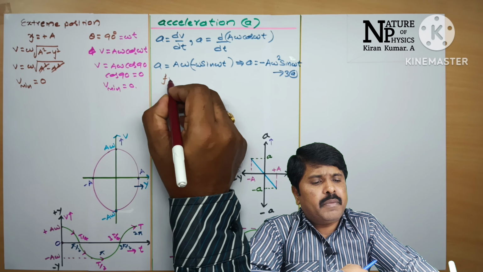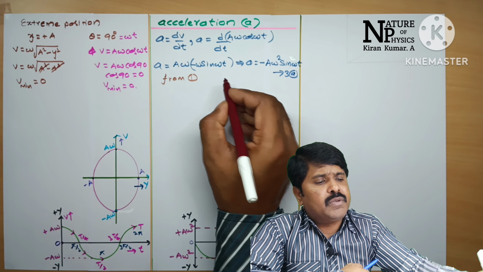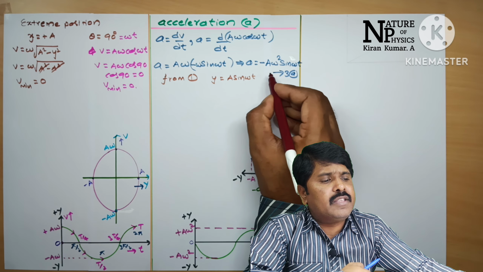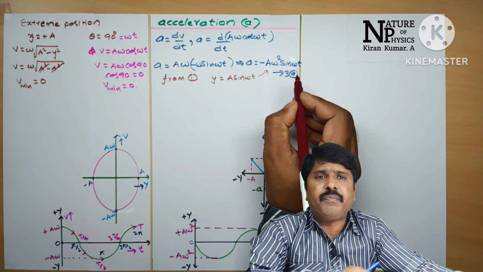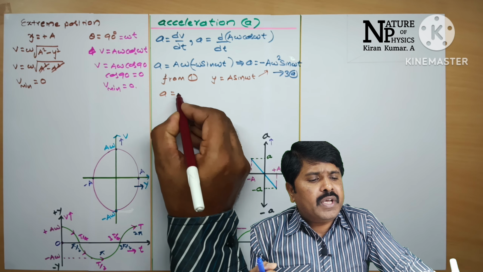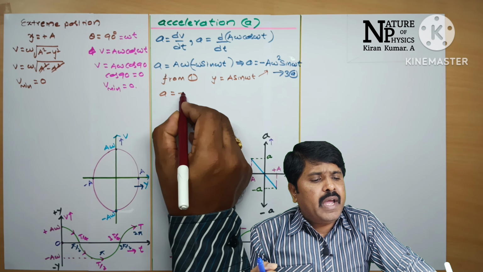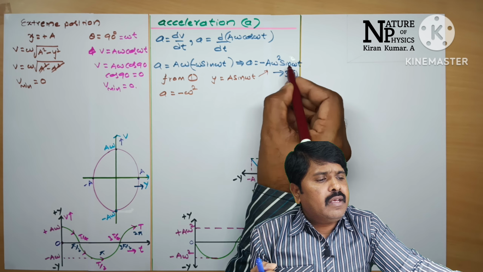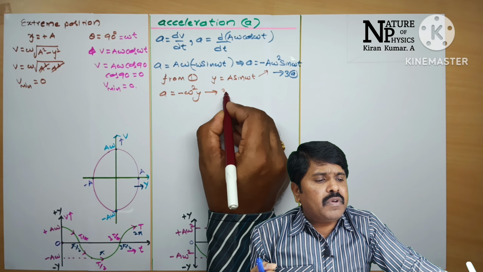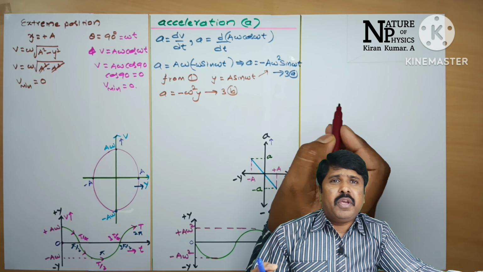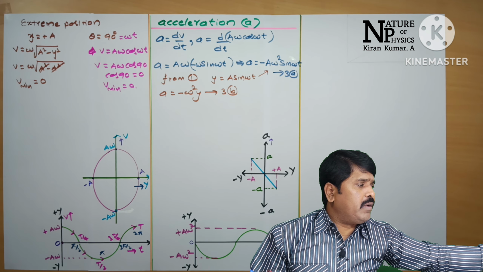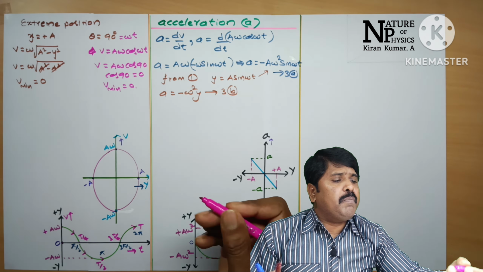From equation number 1, that is y equal to A sin omega t, is replaced in this equation, equation number 3a. So the acceleration equation is a equal to minus omega square A sin omega t, which is written as y. This I can write as equation number 3b. So equation 3b represents the simple harmonic motion equation. What is that? Simple harmonic motion.